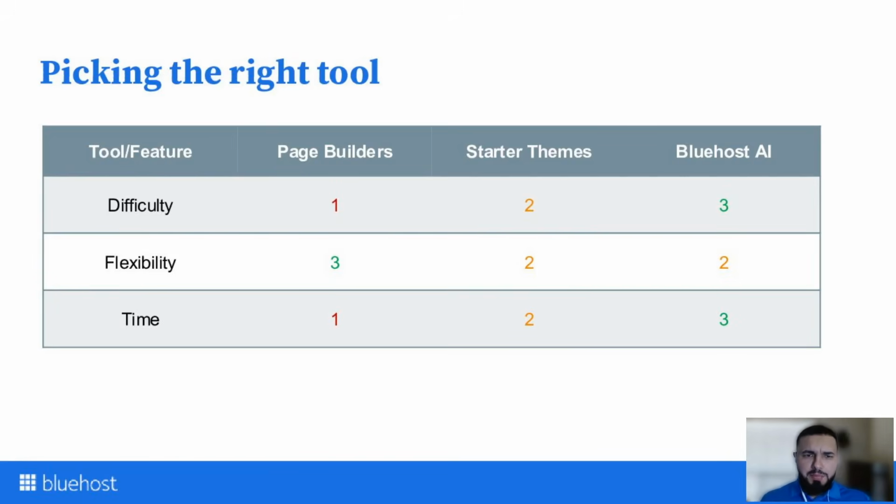And here's a comparison table between the three options. The comparison table has the tool, page builder, the themes and templates, and then the Bluehost AI, and also it has a difficulty, flexibility, and time consumption scale. So red being bad, orange being moderate, and then green being good.